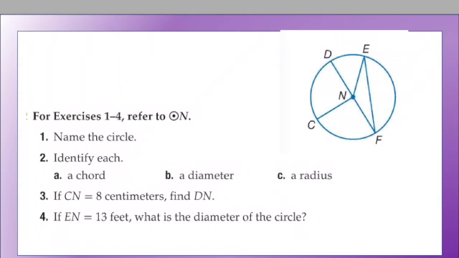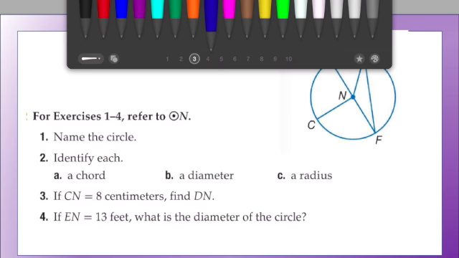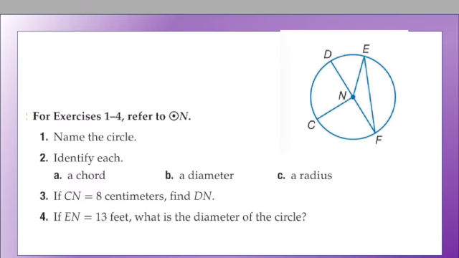Okay, so let's go ahead and apply the definitions that we just learned. So this first question is saying name the circle. Typically the way that we name circles is based off the center of the circle. In this case, the center of the circle is just going to be that N. We see right in the center, I have that little N right there. So that's what the name of it is going to be.